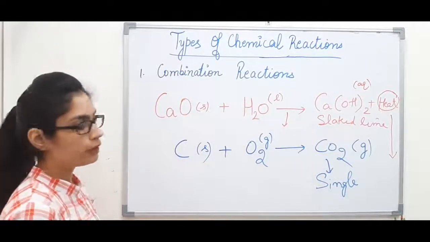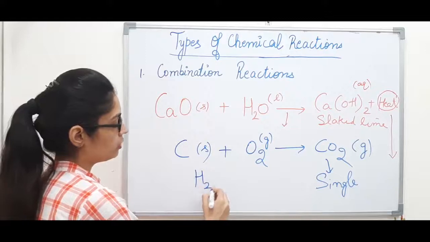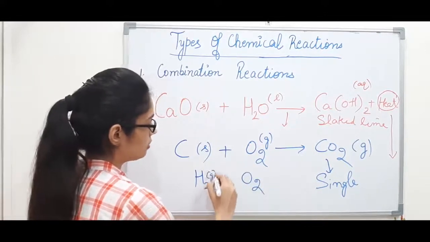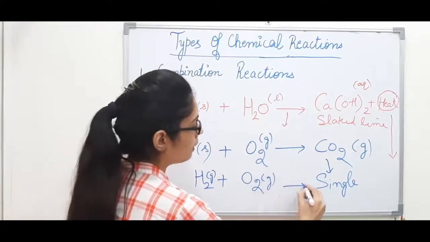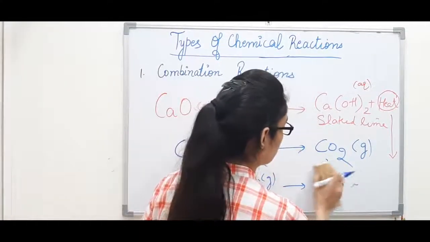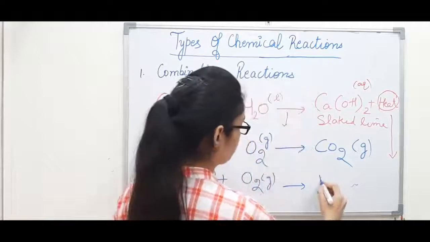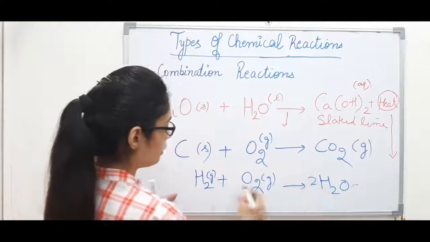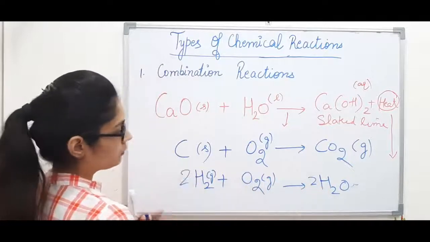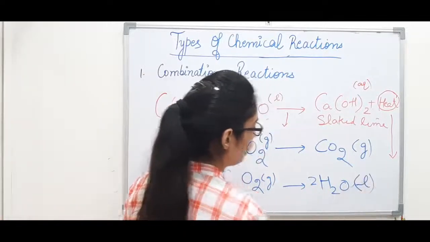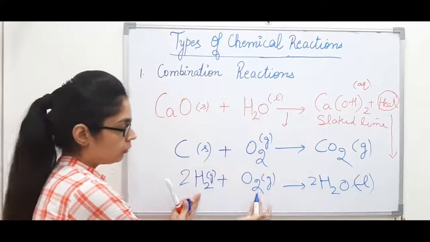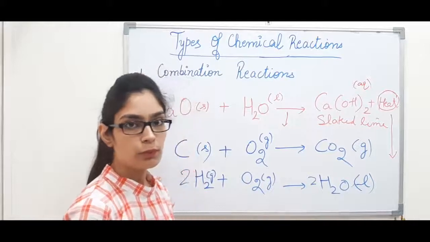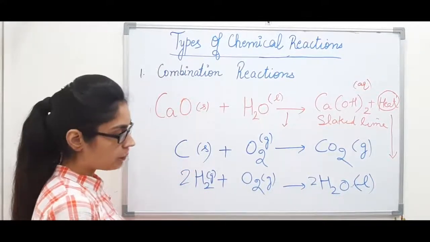Let's take one more example. Hydrogen plus oxygen, both in gaseous state. They are giving me water, H2O. I'll just balance the equation. This is in liquid form. Again, two reactants are adding together to give me a single product, which means this is an example of combination reaction.